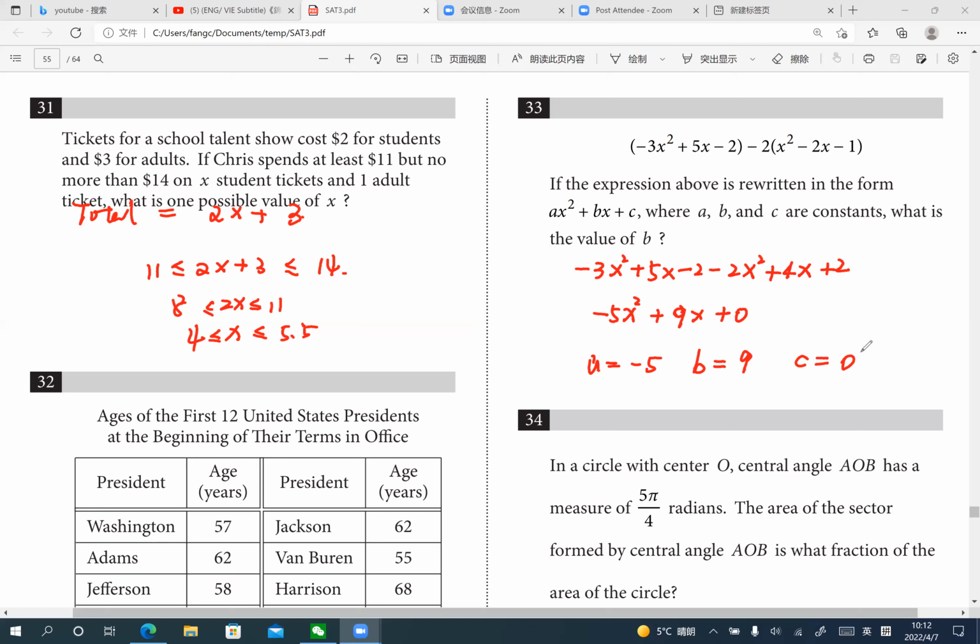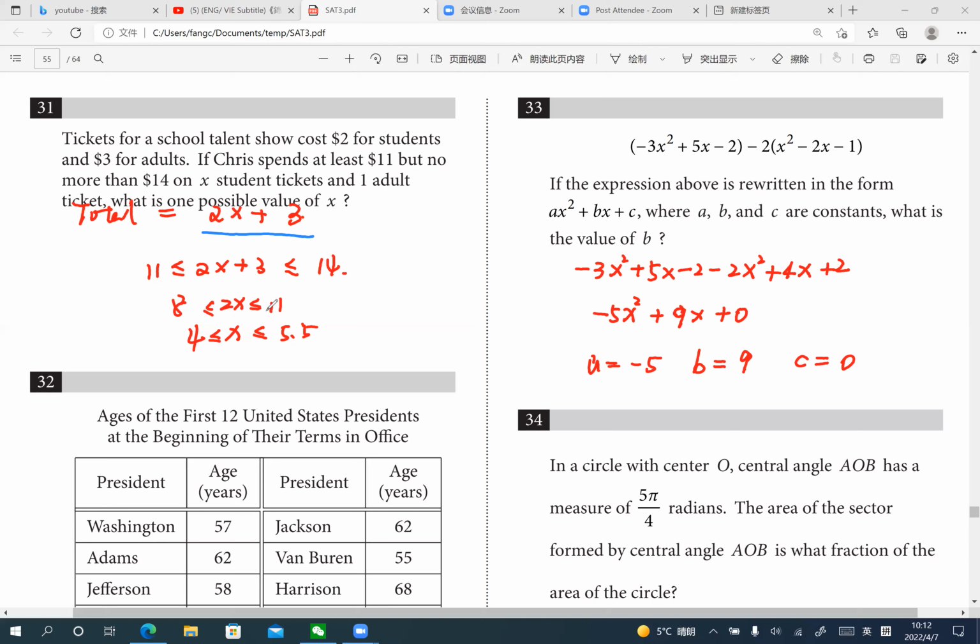From the question, we know the total cost should be equal to 2x plus 3. $2 for one student, x students, should be 2x, plus $3 for one adult. So the total cost is 2x plus 3. The question also says the cost is at least $11 and no more than $14, which means the total cost 2x plus 3 lies between 11 and 14. The next step, we just need to solve this compound inequality.